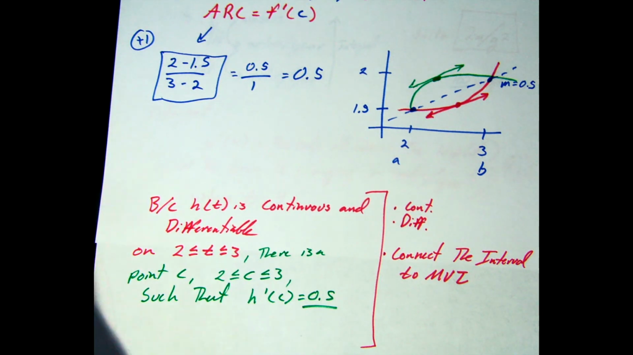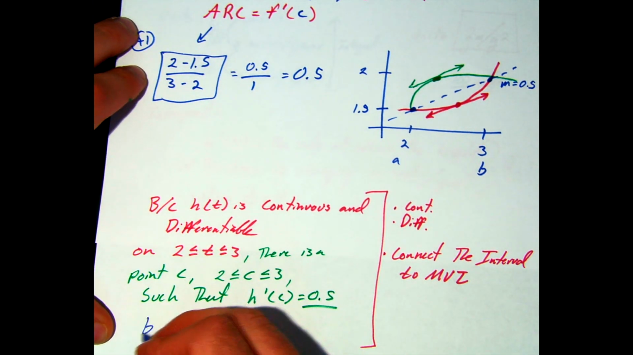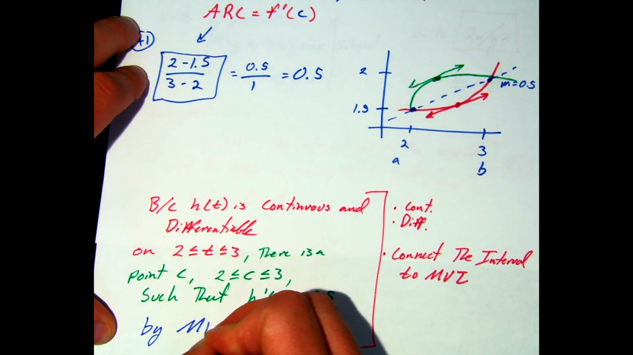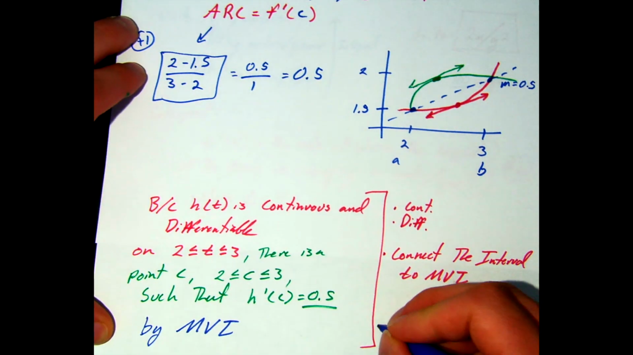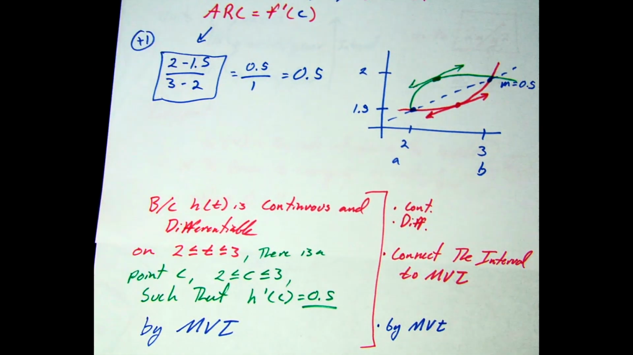And the last thing you have to do is say I'm using the mean value theorem. So people say by MVT, for the mean value theorem. So make sure you include by MVT. It's got to be in there.